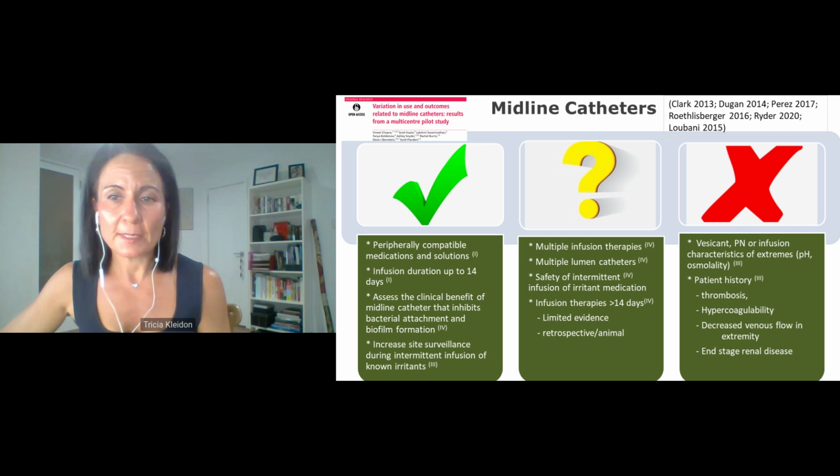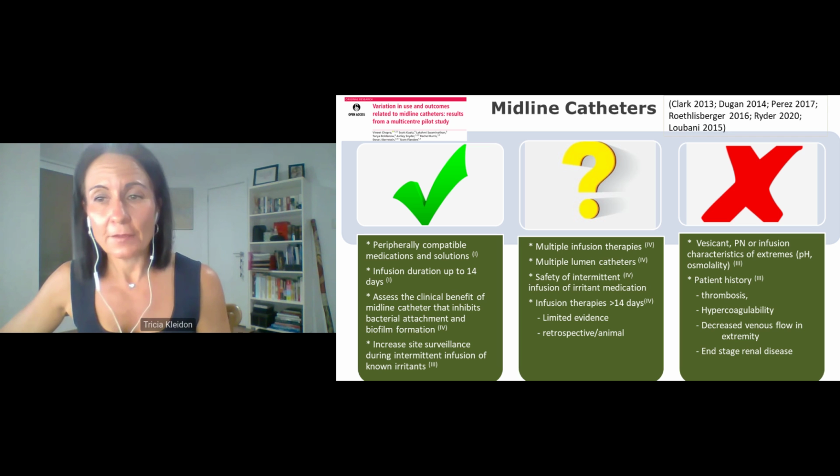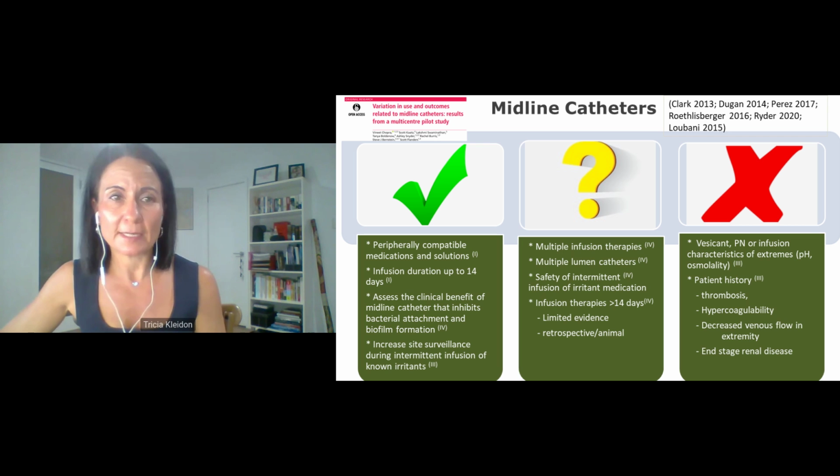This included dislodgement, leaking and infiltration, and they had a low rate of major complications such as occlusion, deep vein thrombosis and infection. So they concluded that midline use and outcomes varied widely across the various hospital and healthcare institutions included in their study, and that we really needed to better define appropriate indications for use, optimal insertion technique and best care and maintenance practices to ensure longevity and patient safety.